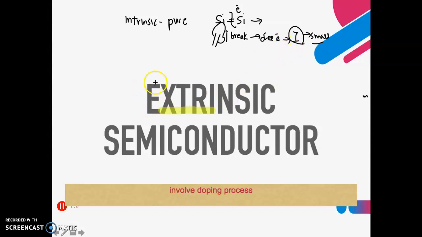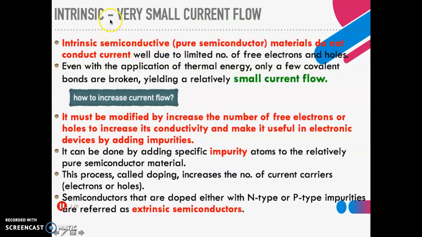Okay, so that's why we need what we call extrinsic semiconductor. So this is the explanation. For intrinsic, it is very pure, and when it's very pure, in order for you to have the current, you need to break the covalent bond. But it is not easy to break the covalent bond. That's why it leads to a small current flow. So how are we going to increase the current flow? We are going to increase what? Increase the number of free electrons or holes.